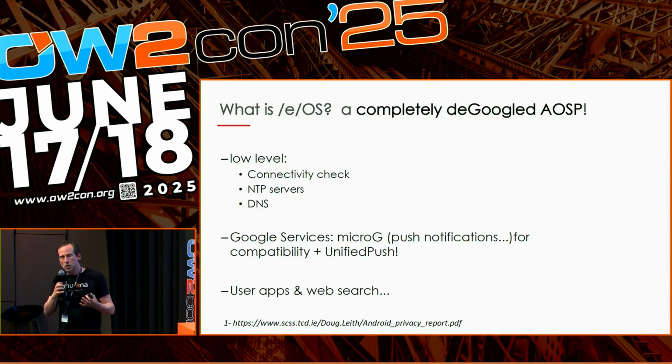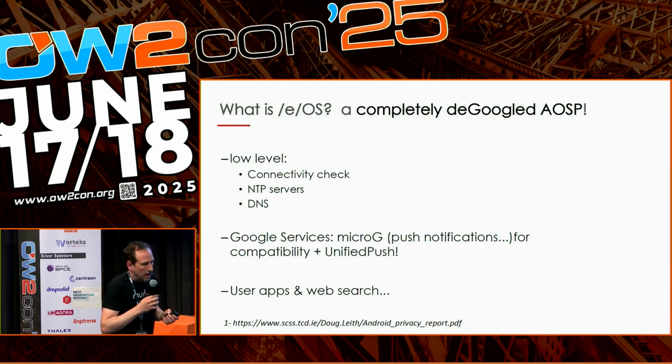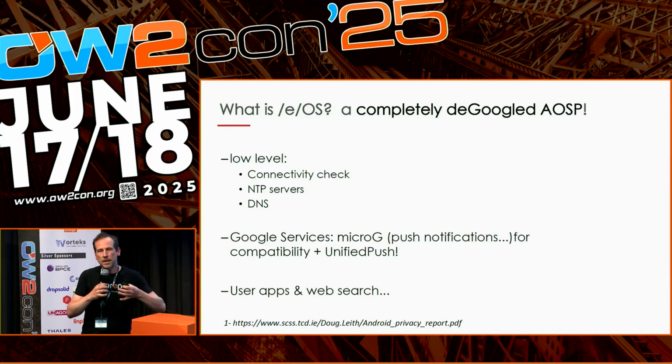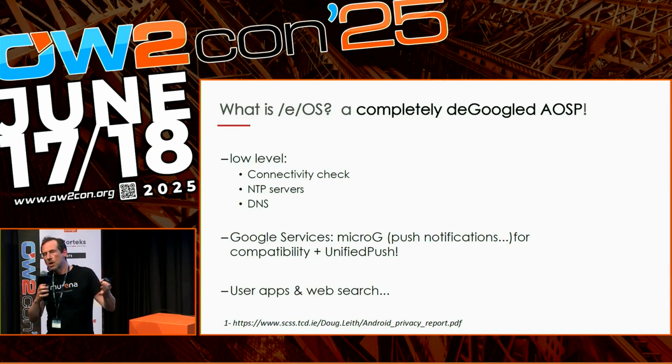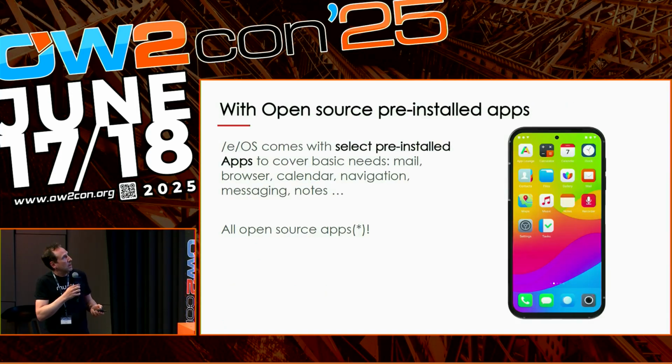We are lucky to have a great project called MicroG, which is led by a German developer. It is an open source implementation of many Play services that allow compatibility between mobile apps that can run on an Android fork and some Google services that can be used, such as push notifications, for example. And we also replaced all the default mobile applications.